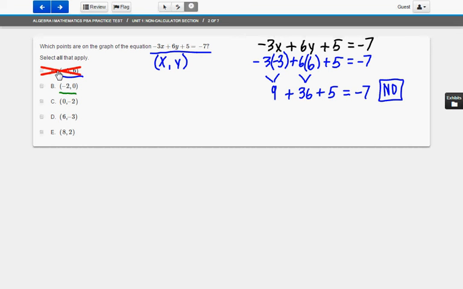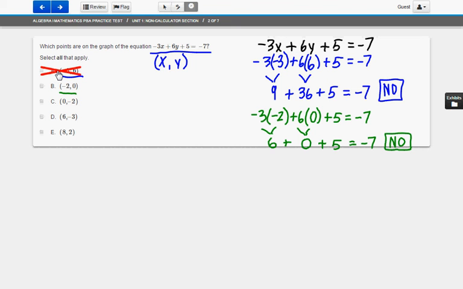Next I'm going to go to choice B, negative 2, 0. This time I'm going to put my negative 2 in for x and 0 in for y. It's going to be negative 3 times negative 2 plus 6 times 0 plus 5 equals negative 7. This time, negative 3 times negative 2 is positive 6. 6 times 0 is 0. And 6 plus 0 plus 5 does not equal negative 7. So as far as choice B is concerned, I want to eliminate that one. Didn't work.